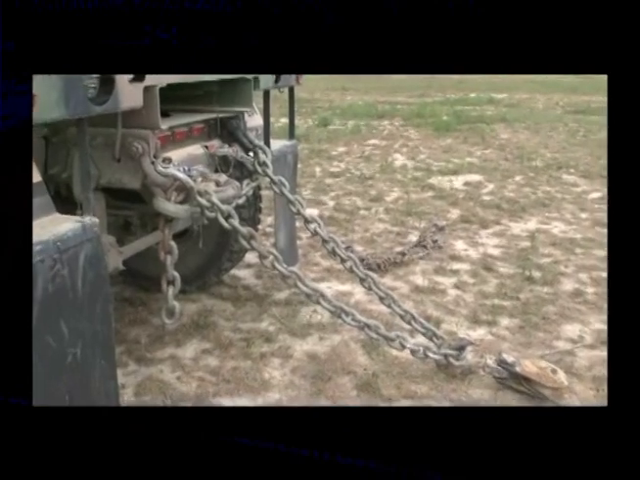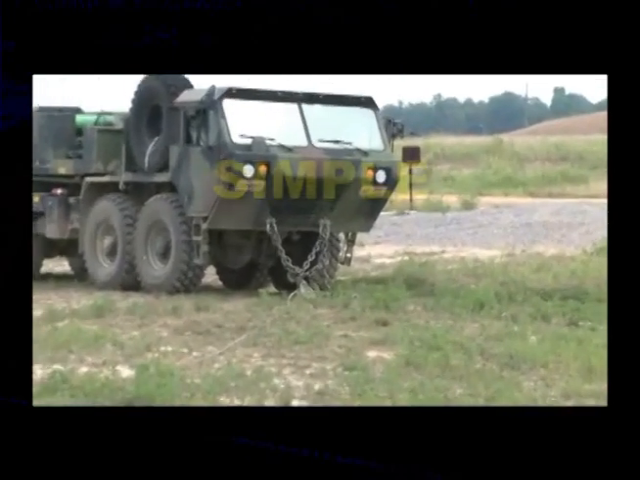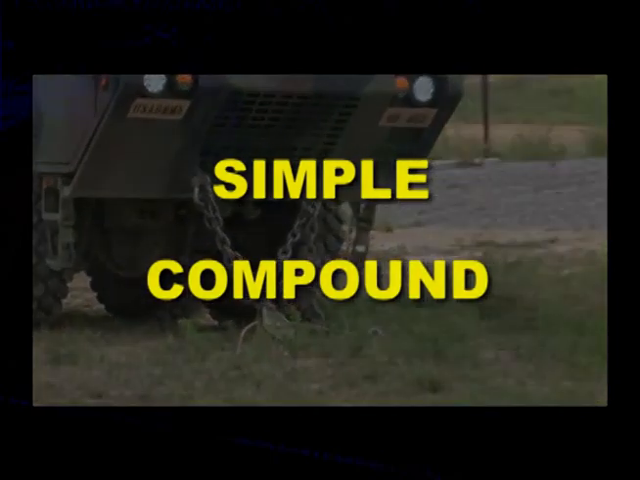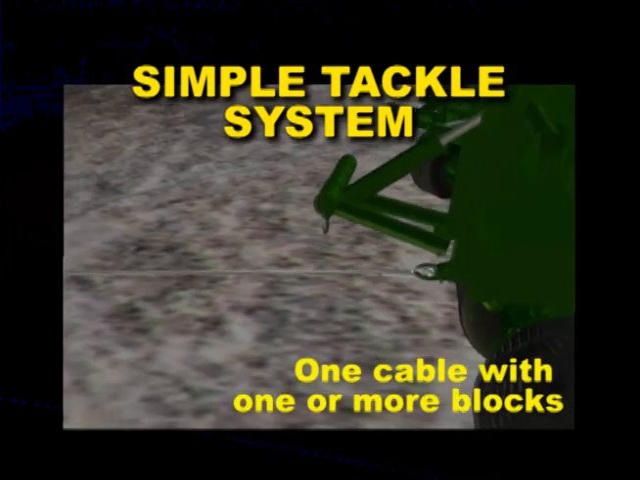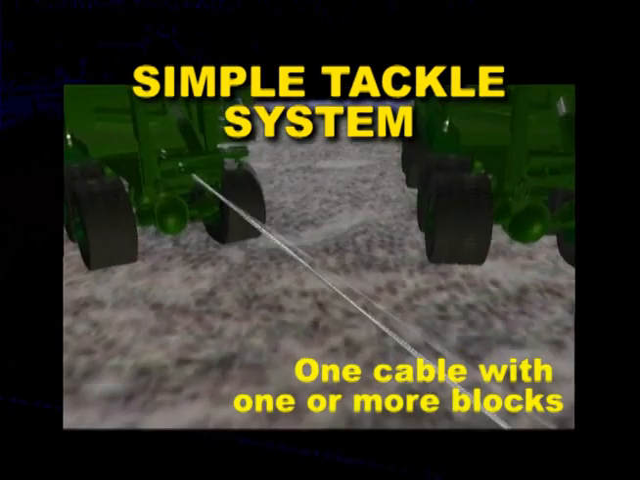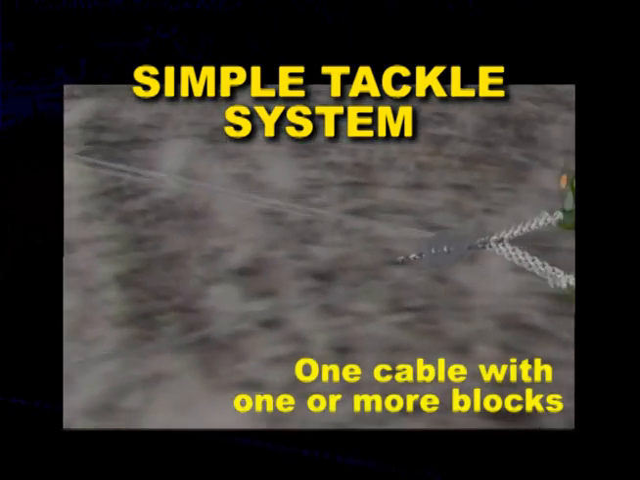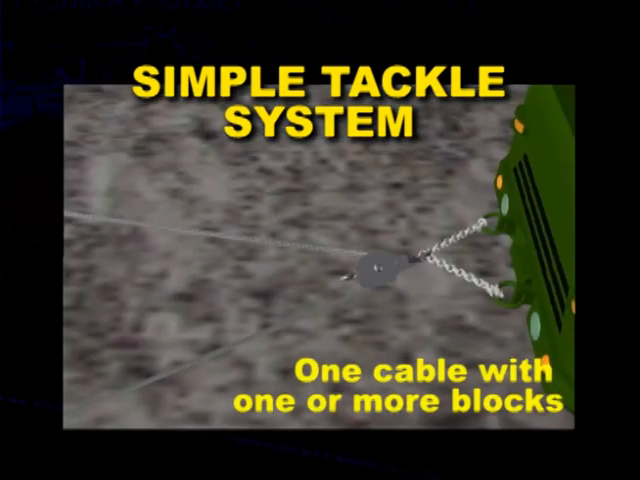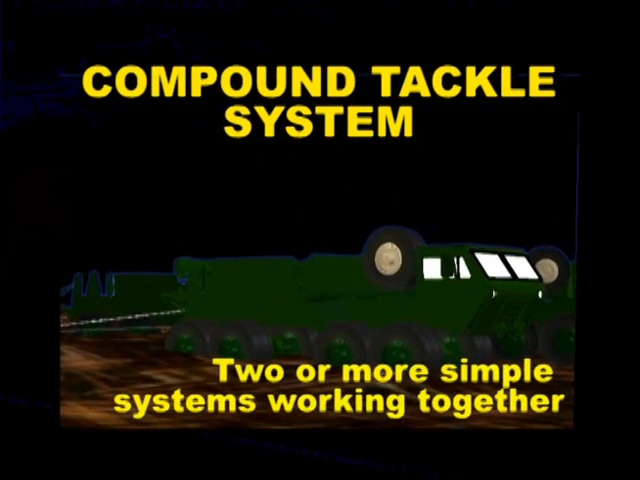A tackle system is a combination of cables and blocks used to gain a mechanical advantage or to change the direction of a pull. They are classified as simple or compound. A simple tackle system is one cable with one or more blocks. A compound tackle system is 2 or more simple systems working together.